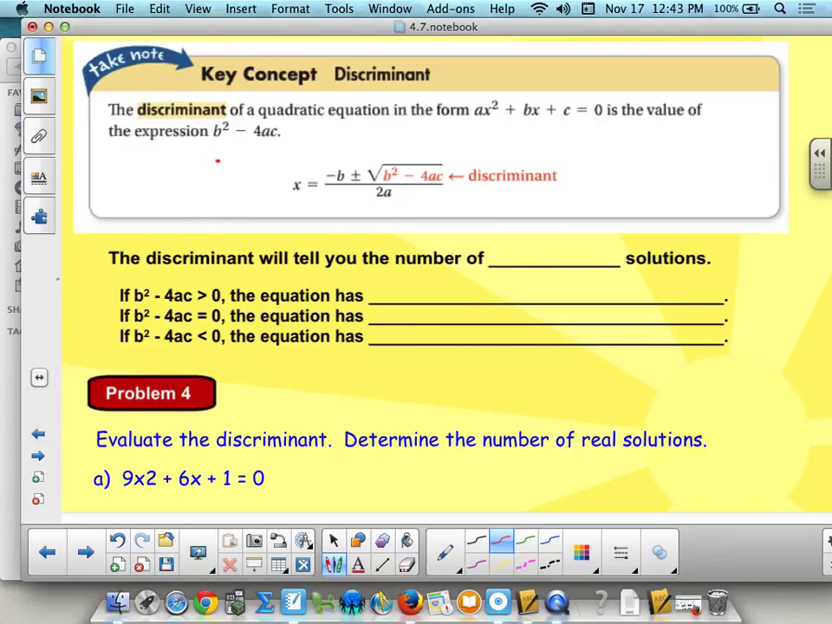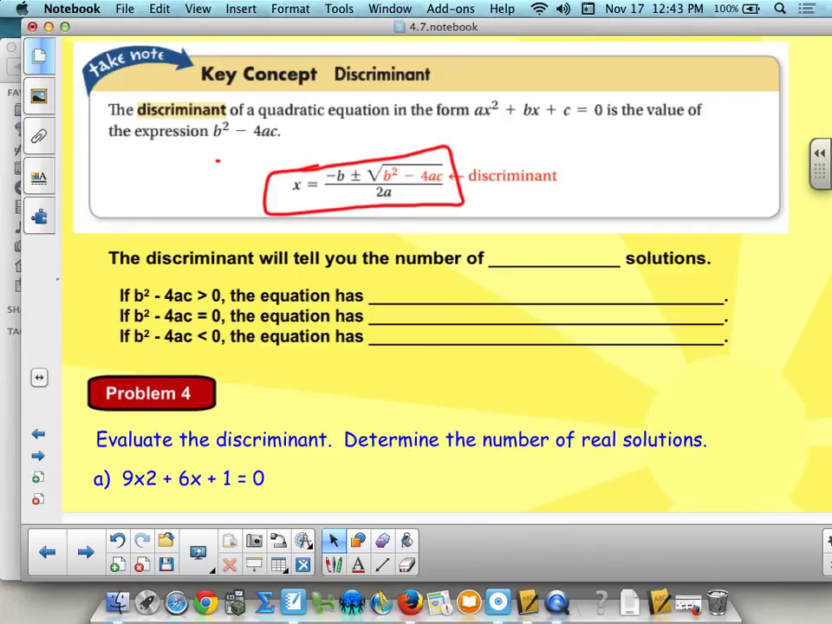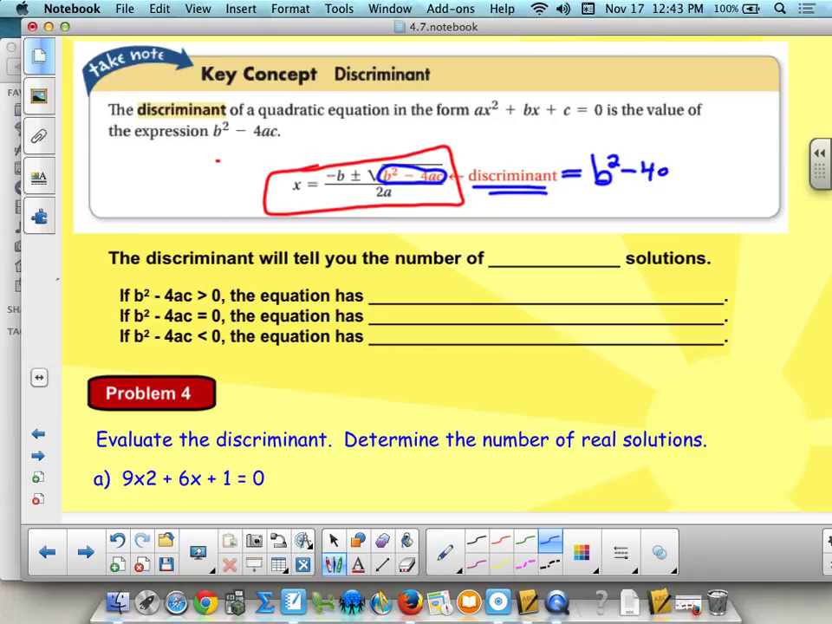Look inside. Here's the quadratic formula. That is not what I'm pushing today. I'm pushing this right in here. This, b squared minus 4ac, is called the discriminant. For some reason, people think the discriminant still has the square root on it. It doesn't. It's just the number inside, and that is it.